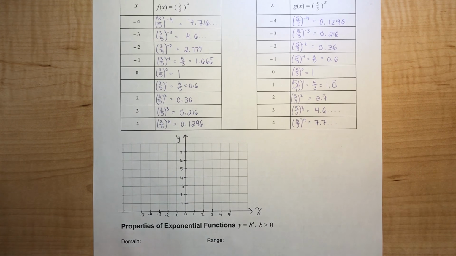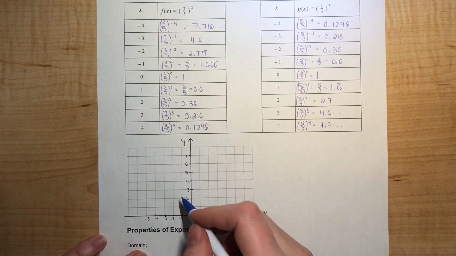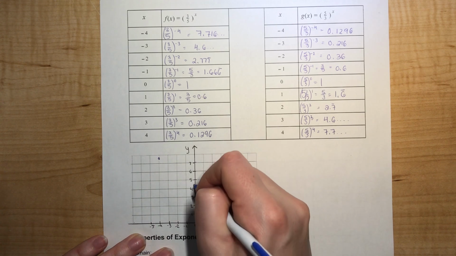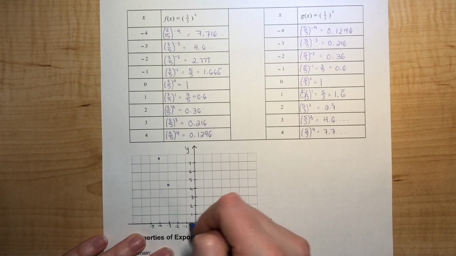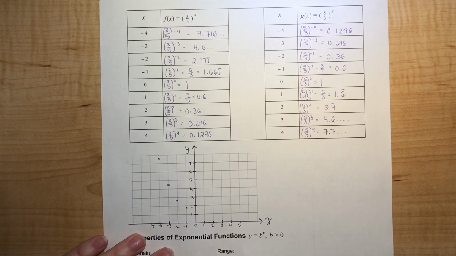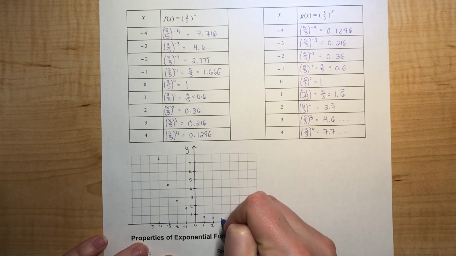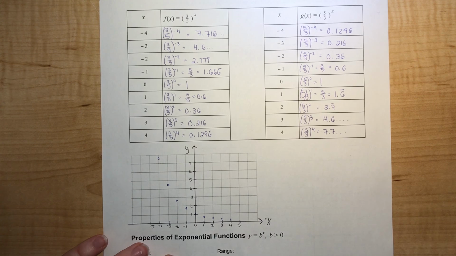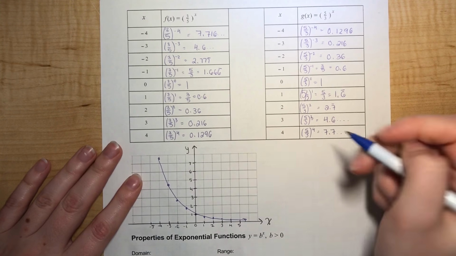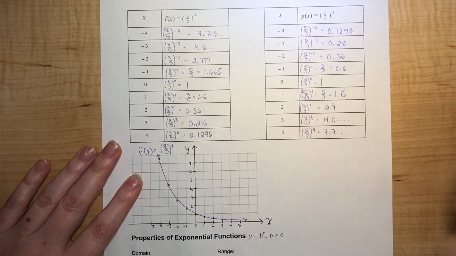So let's just make a graph of these and see what happens, and then we've got something to talk about for these functions. For negative 4, we're at about 7, almost 8. Negative 3, about 4.5. Negative 2, we're at 2.7, negative 1, 1.6, then 1, then 0.6, 0.36, and we know we get lower and lower until we've got that asymptote. So if we connect these, we've got a pretty smooth curve here. So this is f of x equals 3/5 to the power of x.